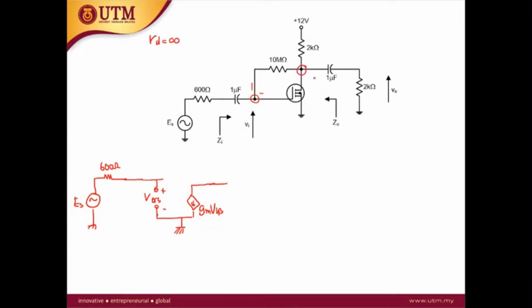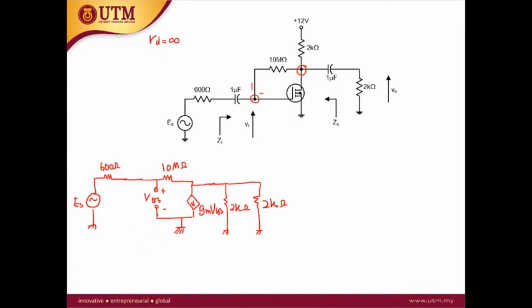Okay, at this node, we have three connections. The first connection is the 2K here. This is 2K, and then the second connection is the 2K as the RL, and then the last connection is the 10 mega ohm. Okay, so this is the AC equivalent circuit.